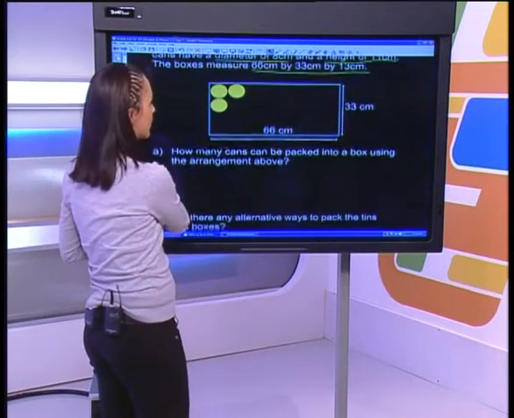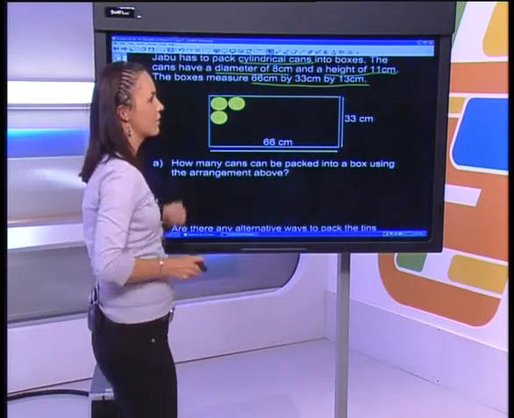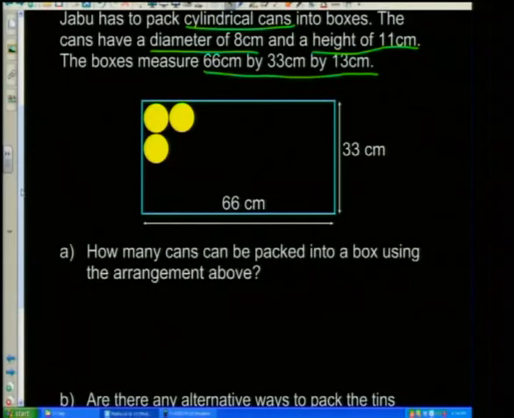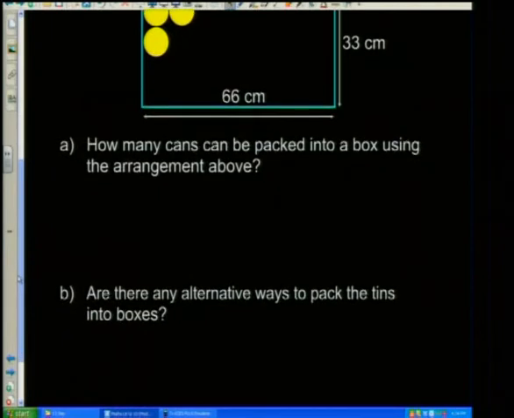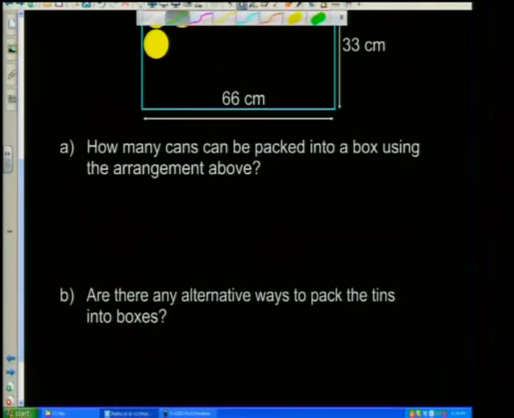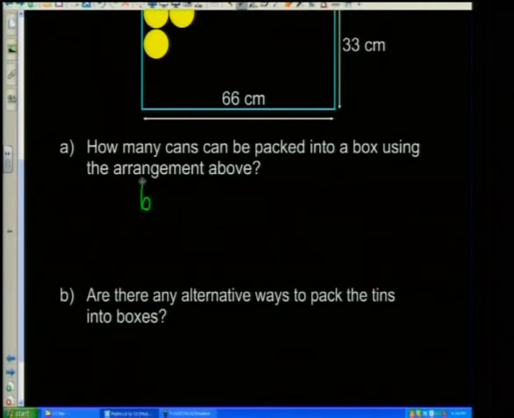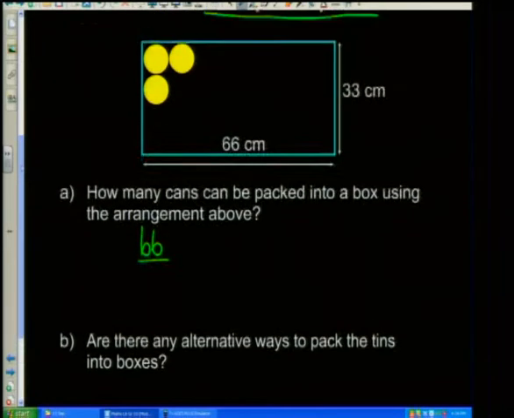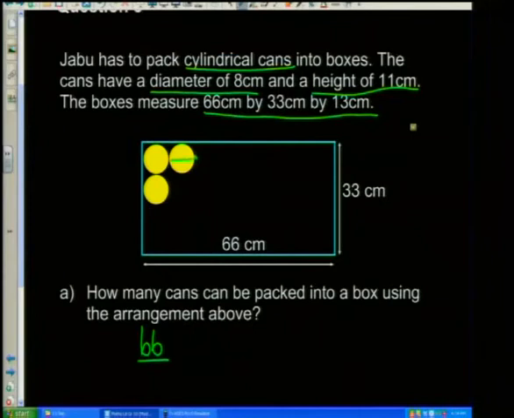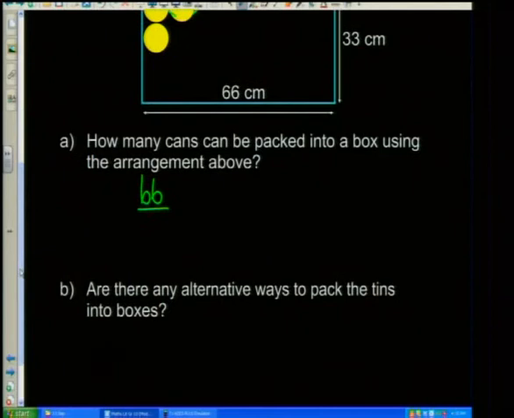So taking the dimensions of your cylinder and the dimensions of the box, I want us to find out how many of these diameters will fit into the length of my box, so 66 centimeters. If we look at the diameter, they've specifically told us that the diameter in this case is 8 centimeters. So we want to know how many 8 centimeters are going to fit into my 66. So 66 divided by 8.